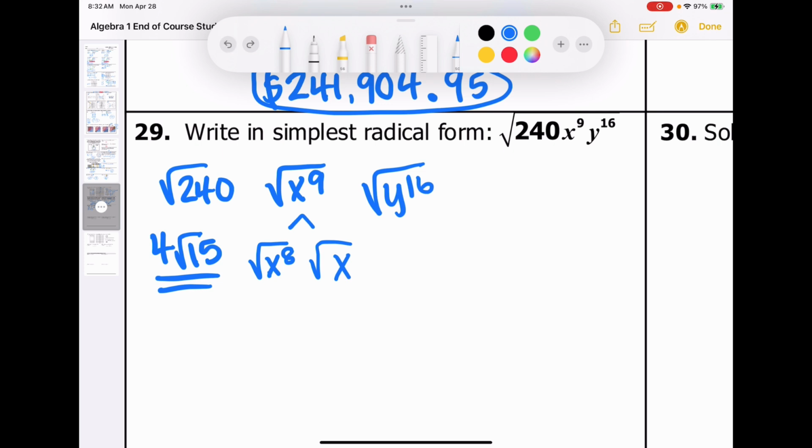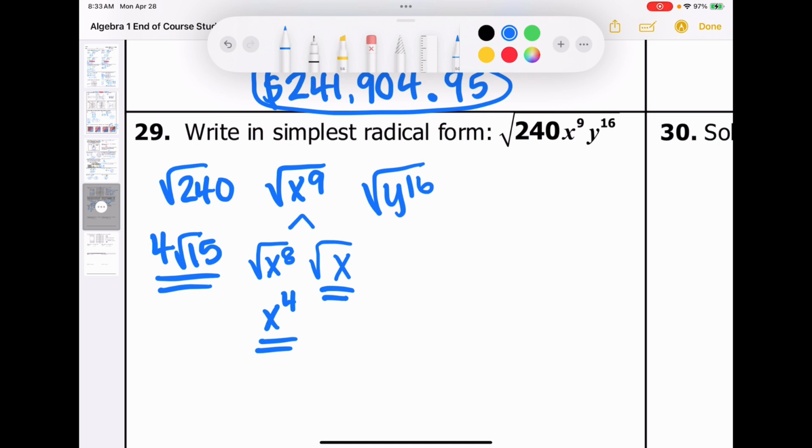So now for the square root of x to the 8th, we can simplify that because that is an even number, so I divide it by 2. 8 divided by 2 is 4, so that becomes x to the 4th. So that's simplified. Square root of just x can't be simplified, so I'm going to underline it.